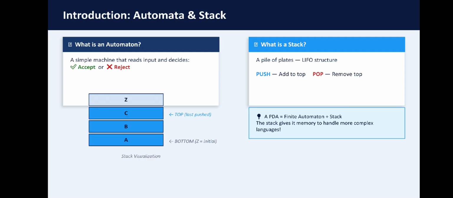Before we dive in, let's understand two basic building blocks. First is an automaton and second is stack. An automaton is simply a machine that reads input and decides to accept or reject it. Secondly, a stack. Simply think of it like a pile of plates. You can only add or remove from the top. This is called LIFO, last in, first out. Push means add to the top, pop means removing from the top.